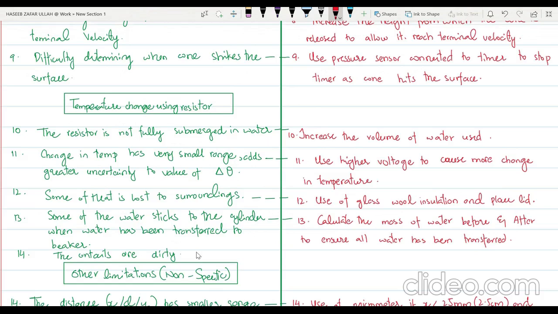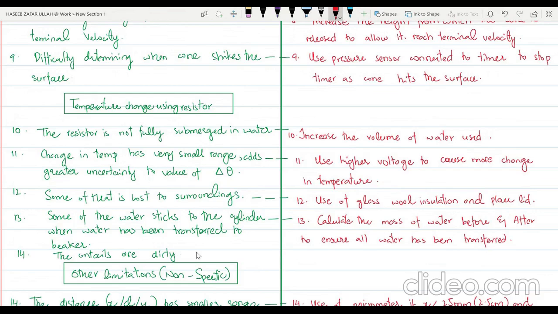So in this scenario, we were asked to transfer the water from the cylinder to the beaker. What actually happened was some of the water molecules stick to the cylinder, and not all the mass was being transferred. They also required us to calculate the mass of the water. So there will be uncertainty, and there will be some error because some of the water remains and not all the water has been used.